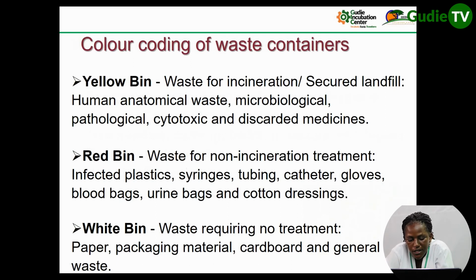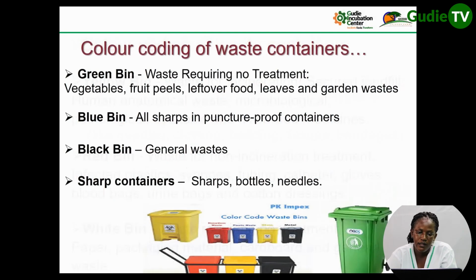the packaging materials, leftover foods for a healthy person. What we put in a black bin is what we put in a white bin. They serve the same purpose, as well as the green bin. As I told you, in the black bin we put the leftover foods for a healthy person, the vegetable peels, the fruit peels, the leaves, the garden wastes, they're all placed in a green bin.